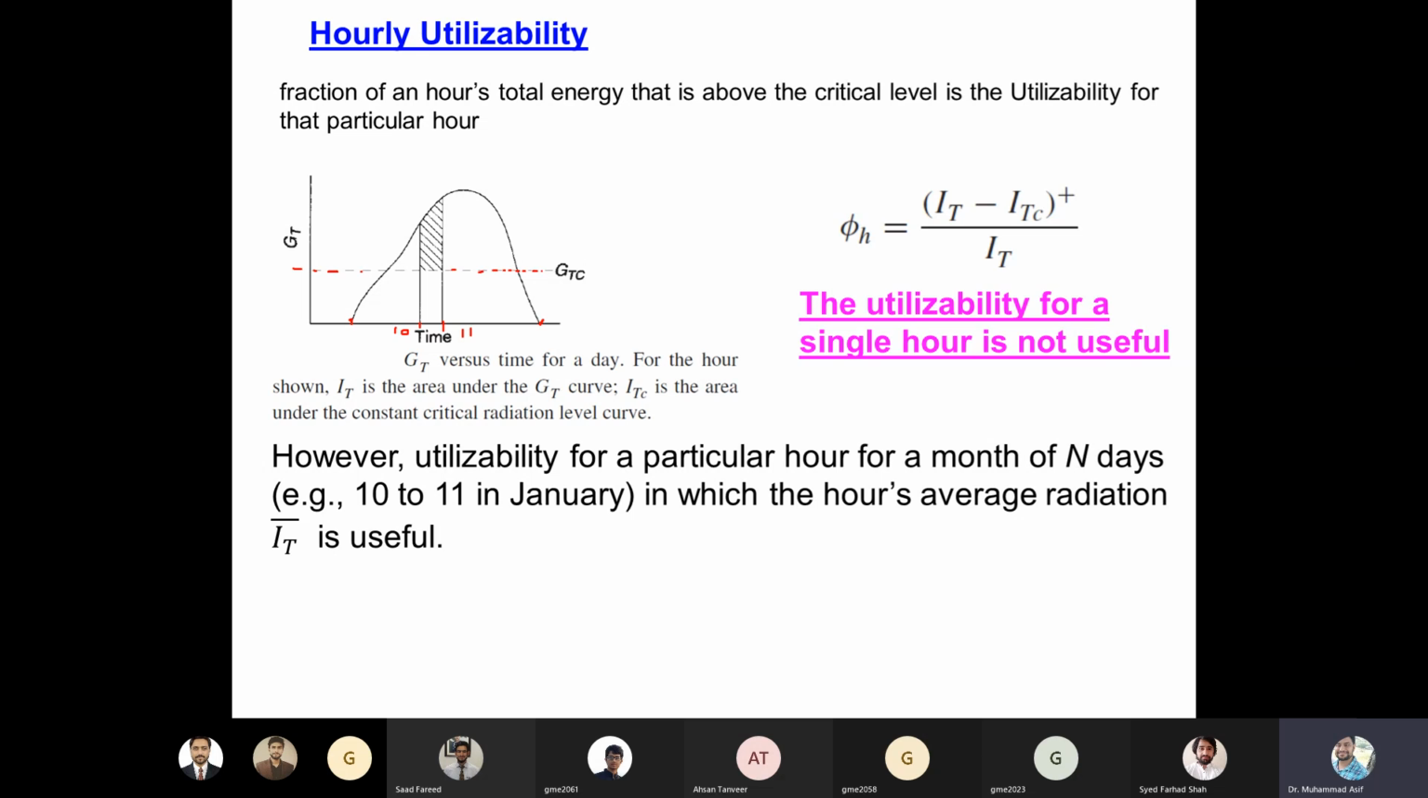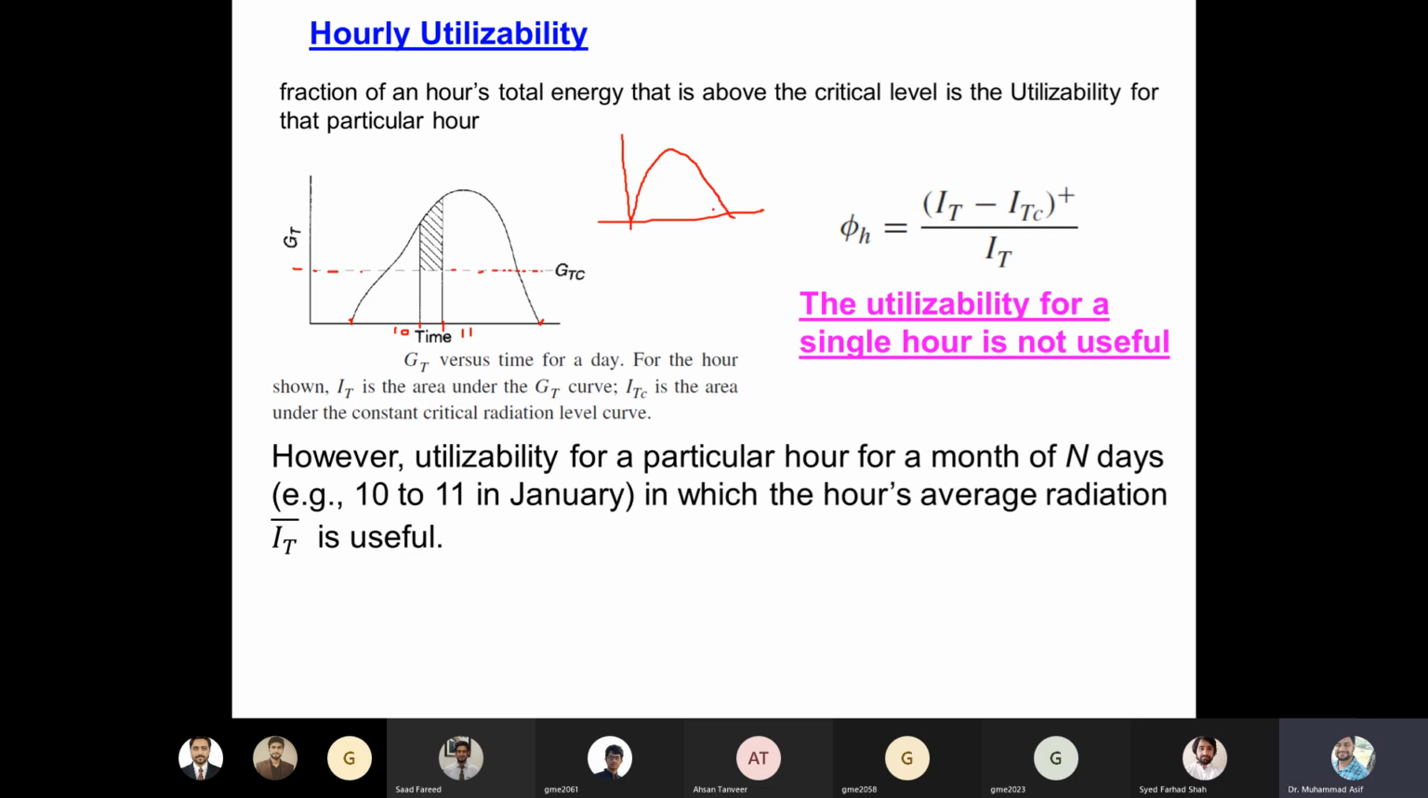The performance in terms of the utilizability can be extended in terms of number of days for a particular month, right? Let's say this is the hour, let's say 10 a.m. to 11 a.m., and let's say this is for the complete January month. Similarly, maybe for the next month. So based on the weather data, we know when the operation time is. Let's say this is the solar flux.